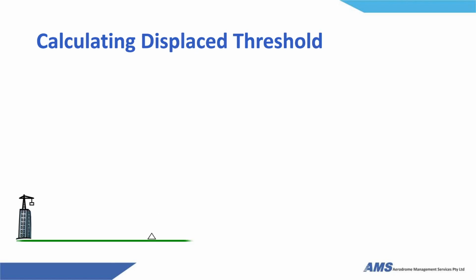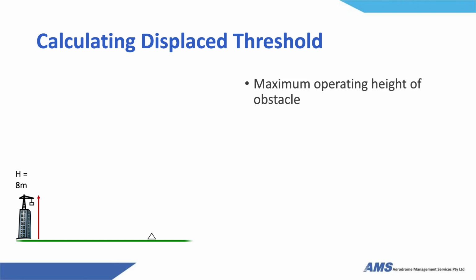So how do we calculate a displaced threshold? We have to identify the maximum operating height of the obstacle. Now this isn't just the operating height, this is the maximum height that that jib can reach. We not only have to take consideration of the height of the obstacle, but also the terrain that that obstacle is sitting on. For this example, the height of the obstacle, total height is 8 meters.